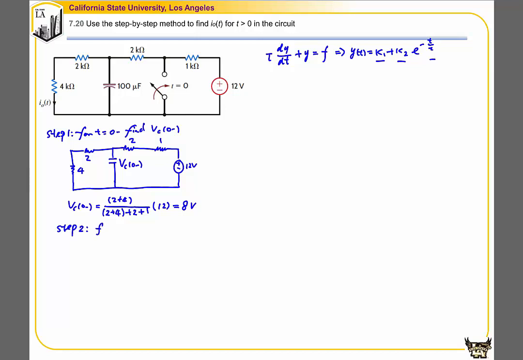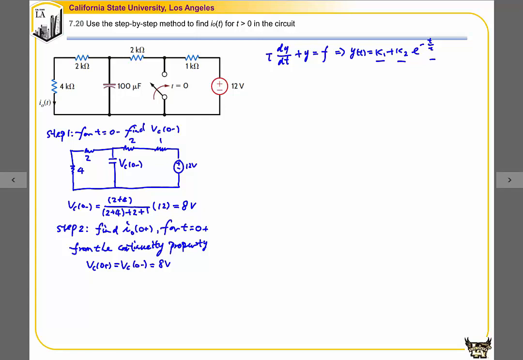Step 2, we're going to find the initial condition of I0(0 plus). From the continuity property of the capacitor, we know that Vc(0 plus) is equal to Vc(0 minus), which is equal to 8 volts. Let's draw the circuit again. For t equal to 0 plus, we know that the switch is closed. At the same time, the capacitor can be represented by an 8 volts power supply. Pay attention to the polarity of the Vc we define. Draw the circuit again. And we know that this is Vc(0 plus). It can be represented by a power supply of 8 volts.